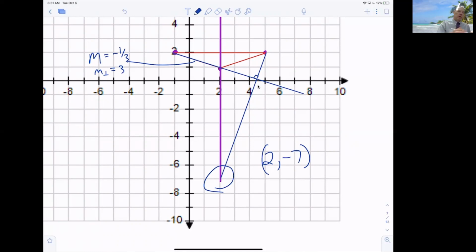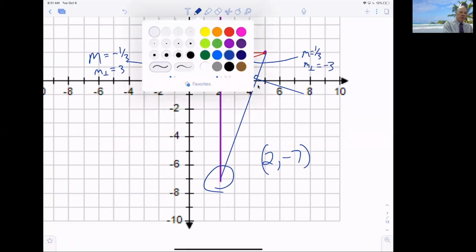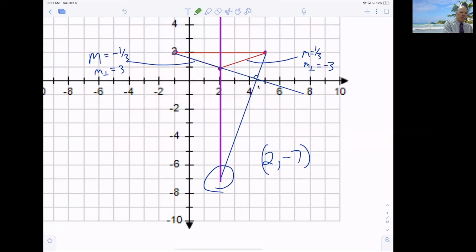I could also do it from the other side, right? So this right here, slope of this is 1/3, right? So the slope of the perpendicular would be -3, right? So now let's see if you understand me. So I'm going to go from this point up here down 3. 1, 2, 3 over.